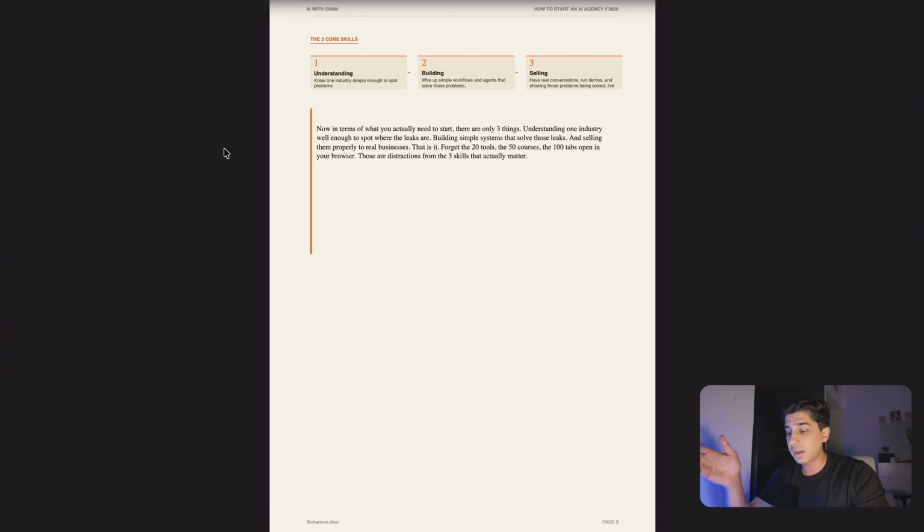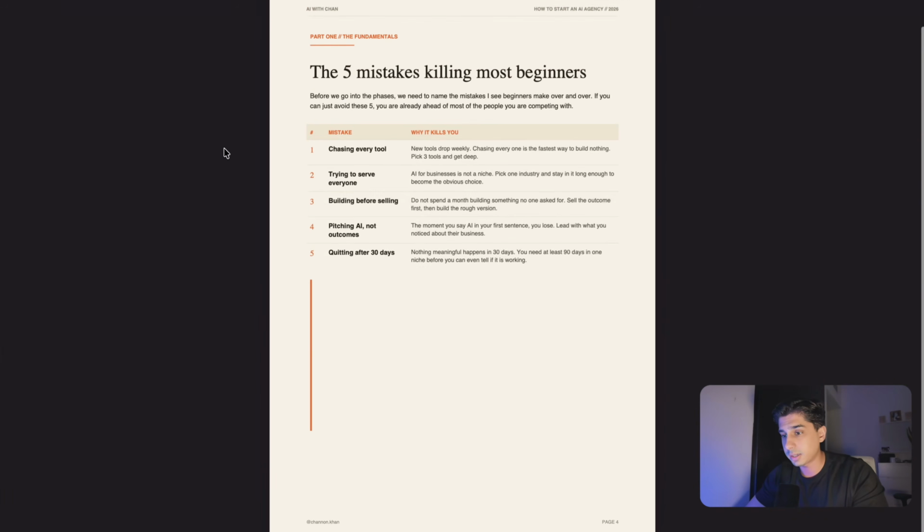And 3 is having real conversations, running real demos, and then showing how these problems get solved through the solution that you've built, your agent or your automation, right? So again, just make sure that you understand one industry well enough, build the right systems, and then speak to them. When you sell it to them, you just have to make sure that they see it in action. But I'm going to explain why in a second.